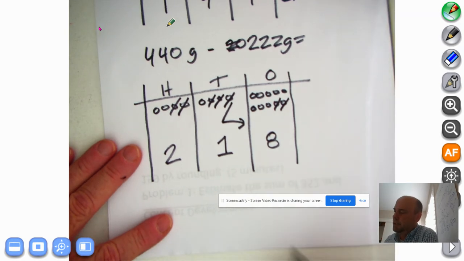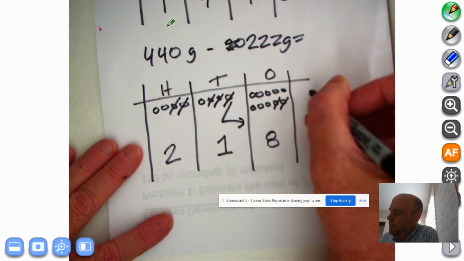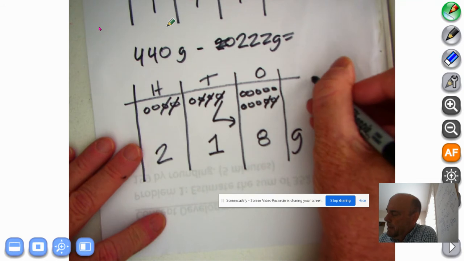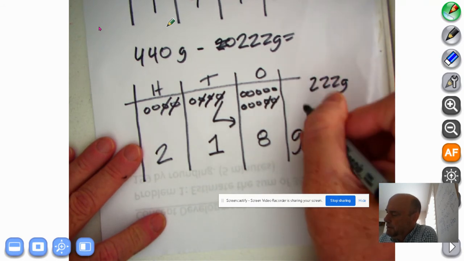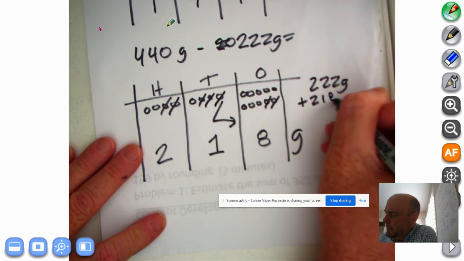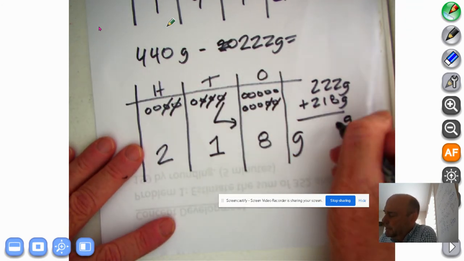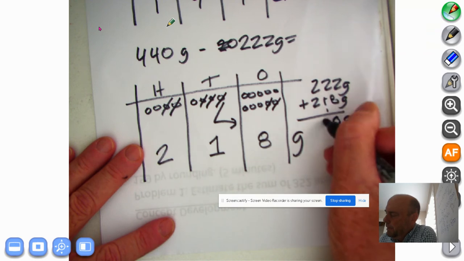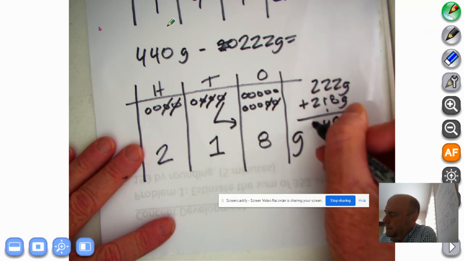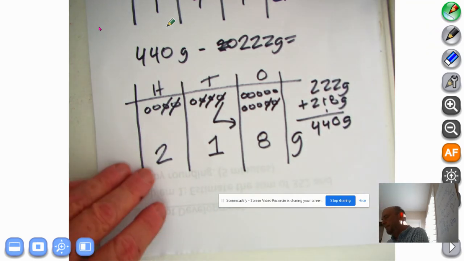218. And let's go ahead and check this one, and we'll add 222 grams plus 218 grams. And we should get 444 grams. Bring down my grams. 2 plus 8 is 10. 2, 3, 4. Oh, I didn't tell you to stop the tape and do this one on your own, but that's okay. We got the answer right.